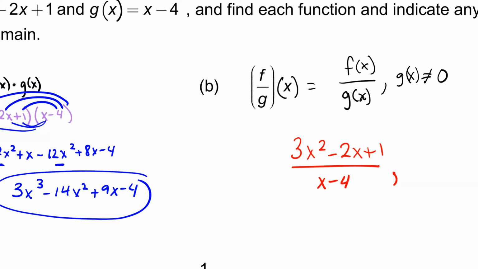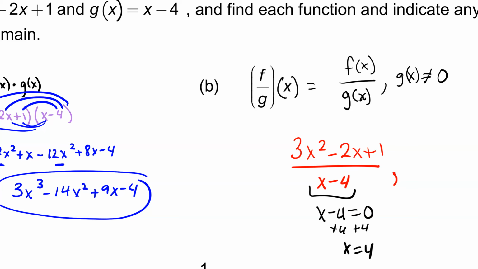So we write it. We know it can't be simplified, and then we state the restrictions on our domain. The bottom cannot equal 0. What x value makes the bottom equal 0? Positive 4. We can't have the bottom equal to 0. So we take the bottom, x minus 4, and set it equal to 0.